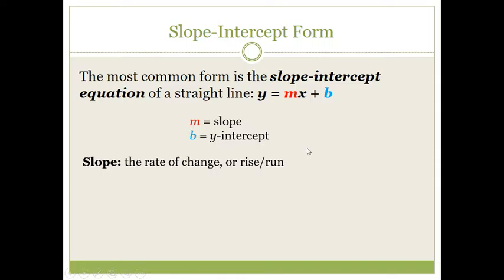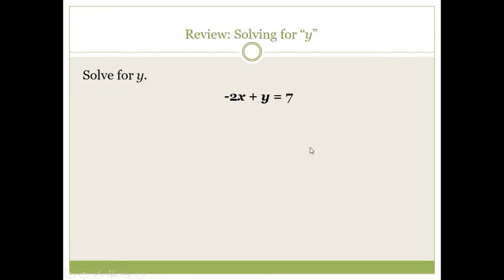We already talked about that the slope is the rate of change, which means rise over run. And the y-intercept is where it crosses the y-axis.